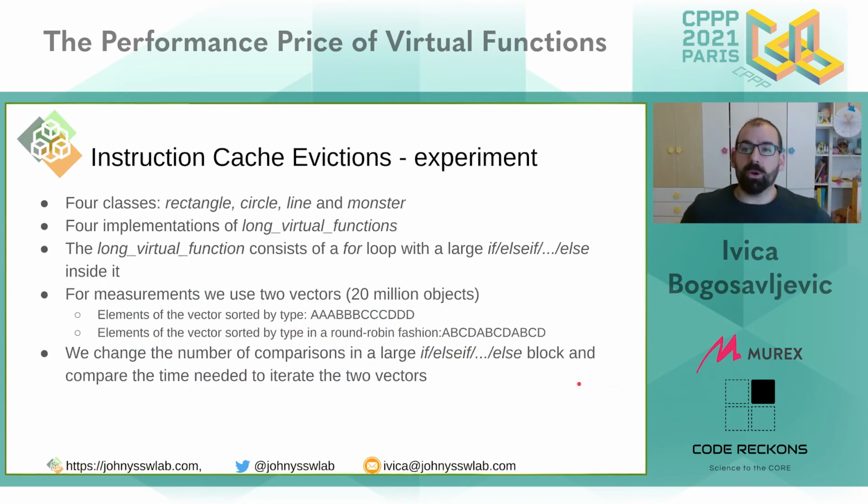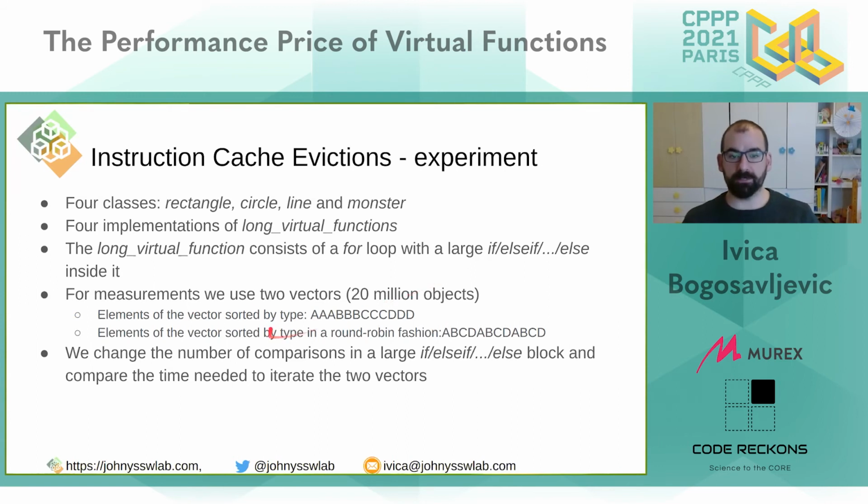Okay, so let's measure the effect of this. We have 4 classes: rectangle, circle, line, and a monster. And we have 4 implementations of a long virtual function, one for each of them. The long virtual function consists of a for loop with a large if, else inside it, so the virtual function is actually quite large.